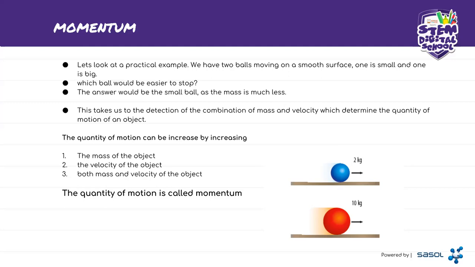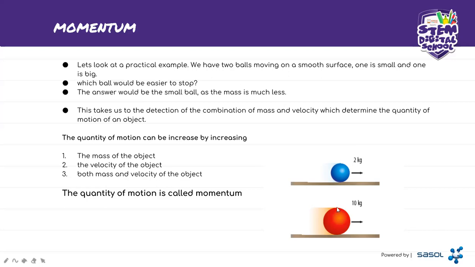So the quantity of motion can be increased by increasing the following. If we wanted to increase the quantity of motion, number one, we can increase the mass of the object. Number two, we can increase the velocity of the object, or we can increase both of them, which is the mass and velocity. What this basically means is that as these two balls, we mentioned that this one could be stopped much faster. But if we increase this one to be the same mass as the 10 kilogram ball, it means that they would both be stopped at the same time.